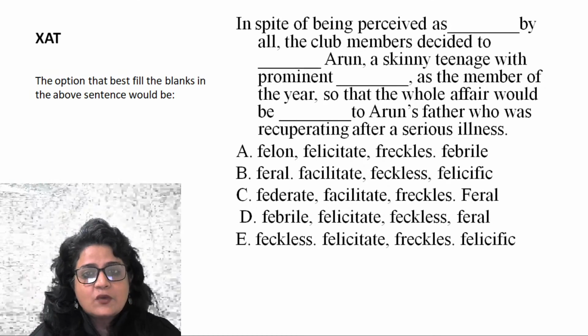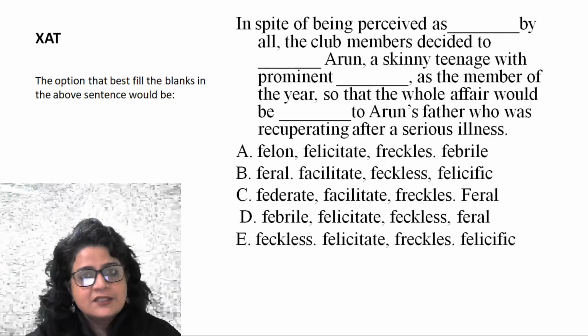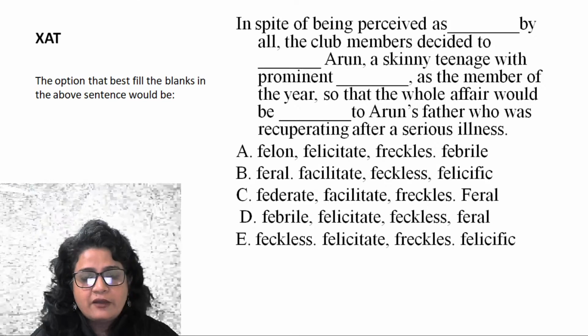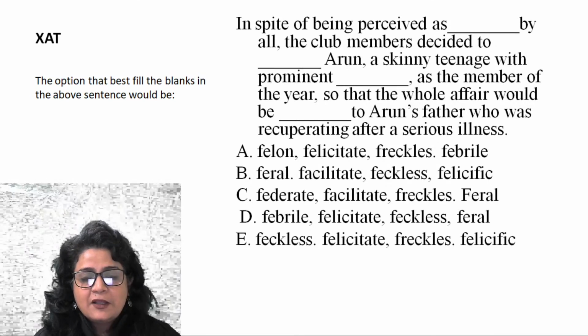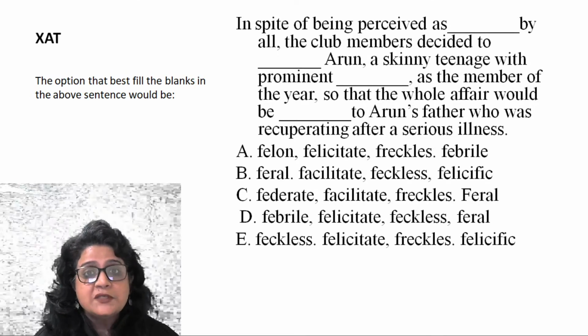So felicitate is going to be in three options, B and C are eliminated. Alright? So this is how you have to work with the elimination technique. Felicitate is fine. So A, D and E. First, he is a felon. If he is a felon, felon means someone who is a criminal.